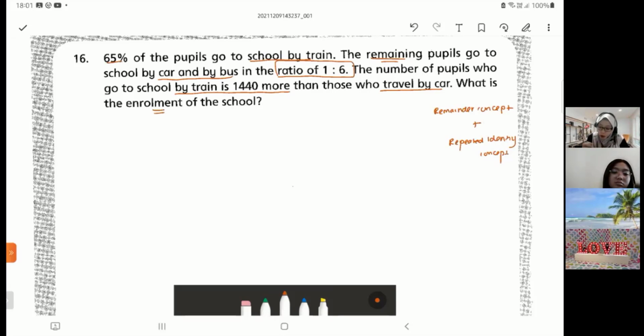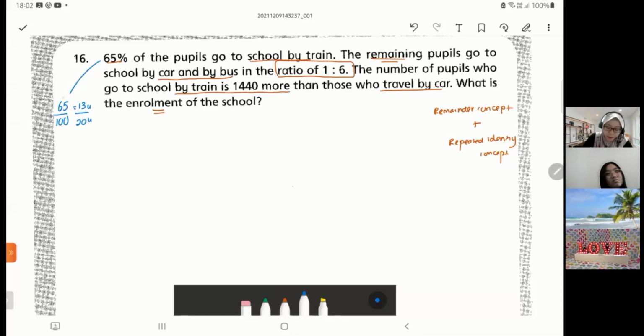So you know that I want to do remainder concept. So what kind? I want to use the units method. I'm not going to draw my model, but I'm going to use units. So if I want to do units, means I need to have everything in units first. If you look at the first one that's given 65%, that's not units, that's not fraction, there's a percentage. So I need to change the 65% to a fraction first, okay? So this is 65 over 100. And if I simplify, I will get 13 over 20.